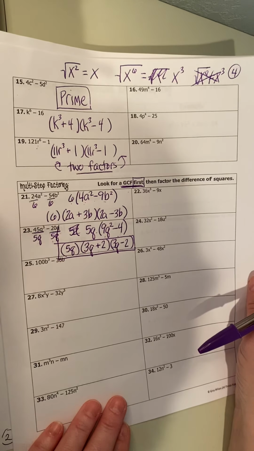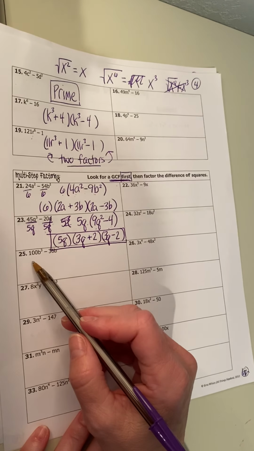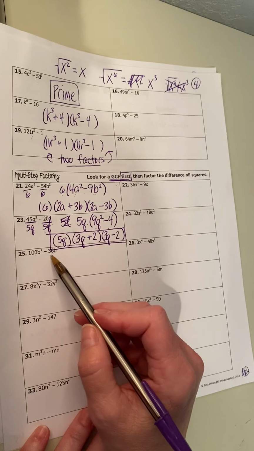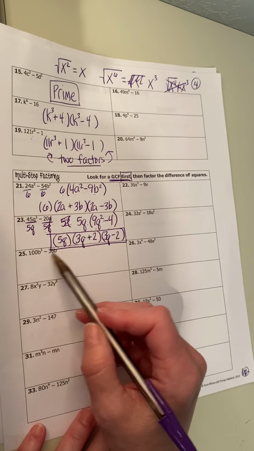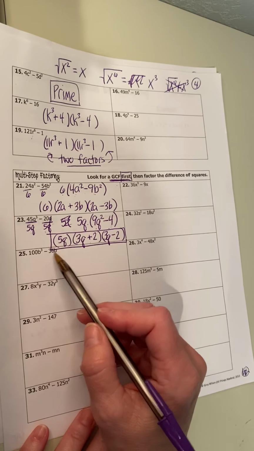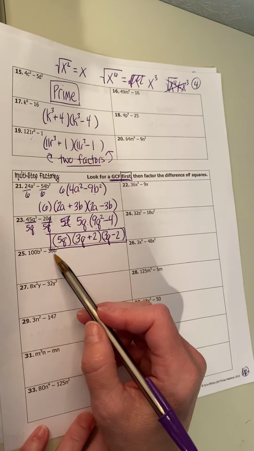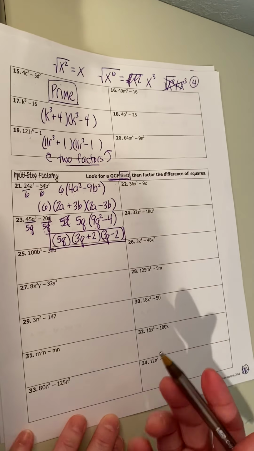Number 25. Okay, number 25 has 100, which is a perfect square, and 36, which is also a perfect square. So I'm going to leave those alone for right now. But the b cubed is not a perfect square, and b to the first is not a perfect square. So if I factor out the b, then I'm left with a difference of squares.